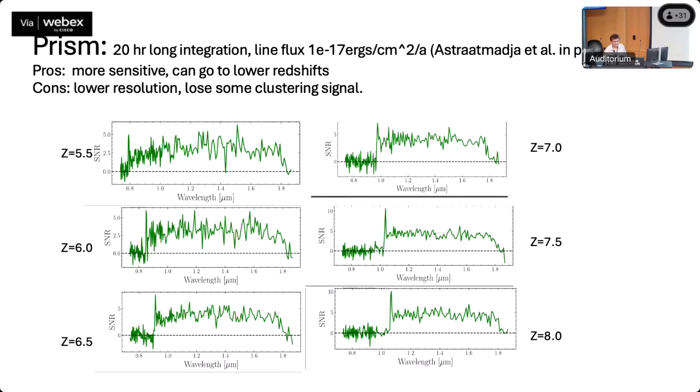And then calculations for prism. Prism is more sensitive. And these are from redshift 5.5 going to redshift 8. Same flux, 1×10⁻¹⁷, 20 hours instead of 40 or 80 hours. The pros are it's more sensitive. It can go to lower redshifts, although JWST wouldn't tell you to go to lower redshifts. But anyway, cons, it's lower resolution. So we lose some clustering signal, right?